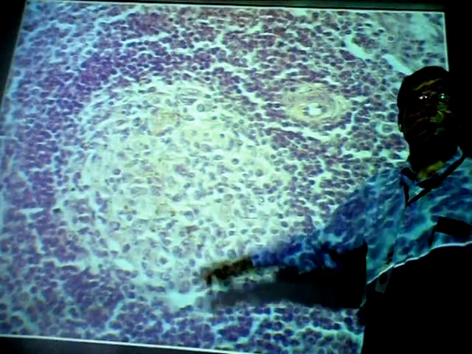Okay, so you get a pointer here. Identify the structure indicated. Your answer should be central artery or central arteriole. Arteriole is a small artery. And it's part of what structure? White pulp. White pulp. Okay?